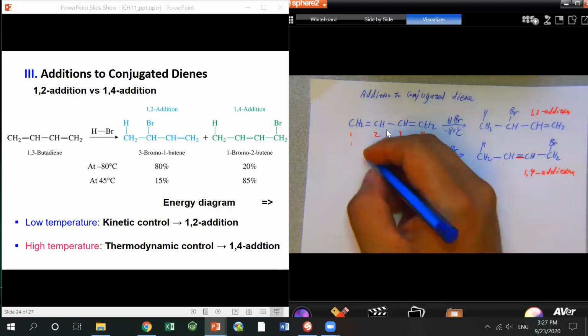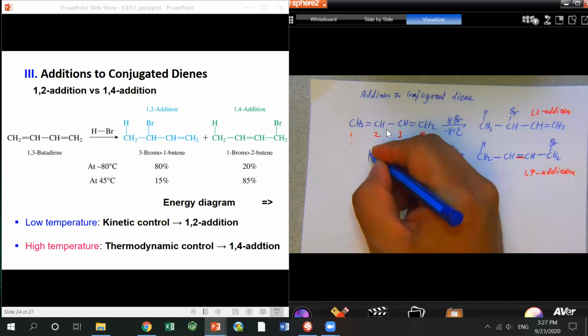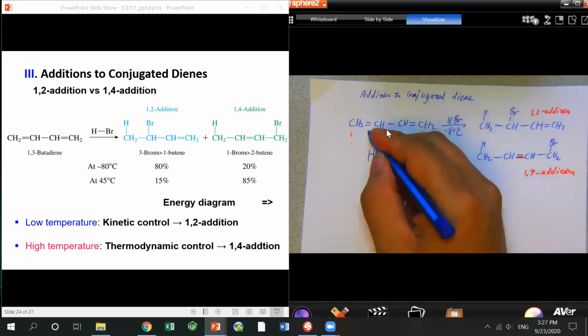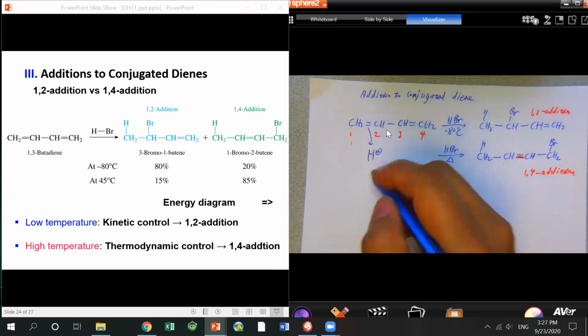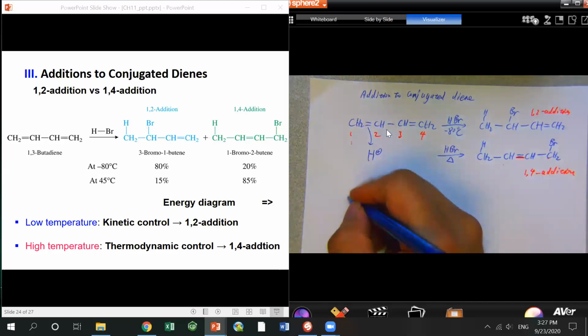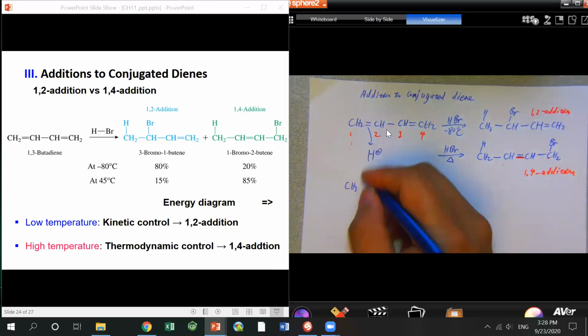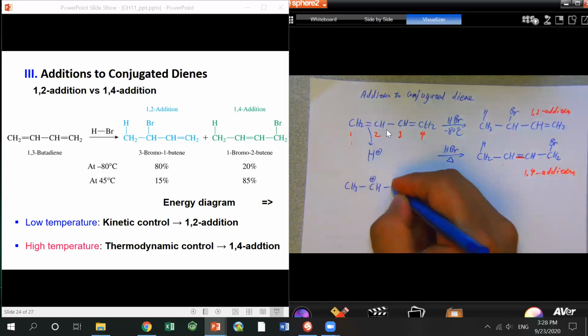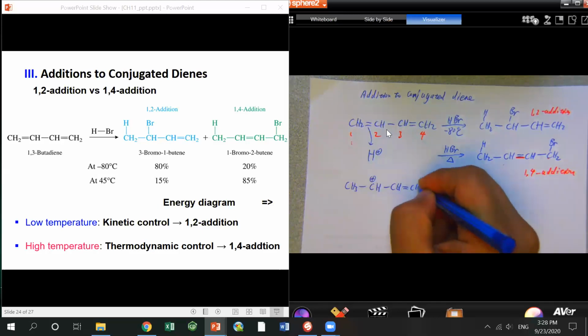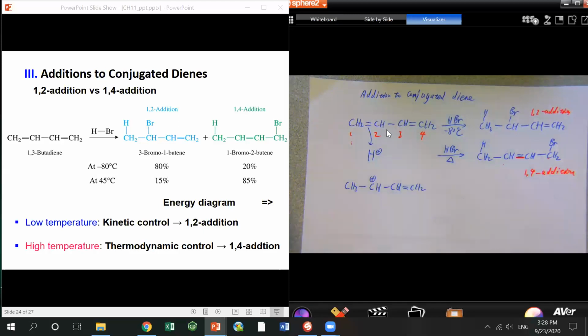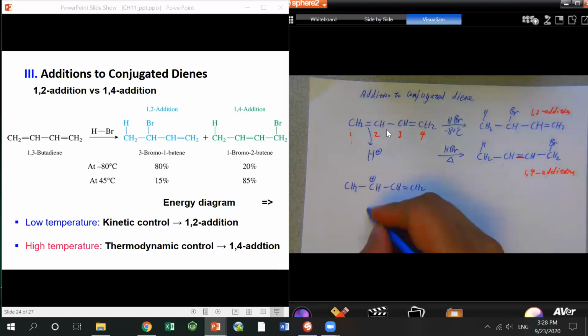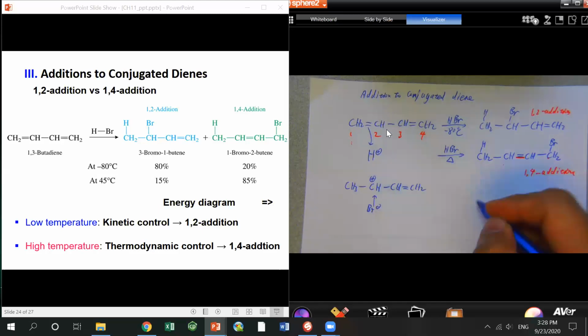So for the addition of HBr, mechanism one is pretty easy. The C double bond picks up the proton, so the carbon with more hydrogens picks up the hydrogen, and then the internal carbon becomes a carbocation. Okay, and then if we add Br minus, you get the 1,2 addition product.